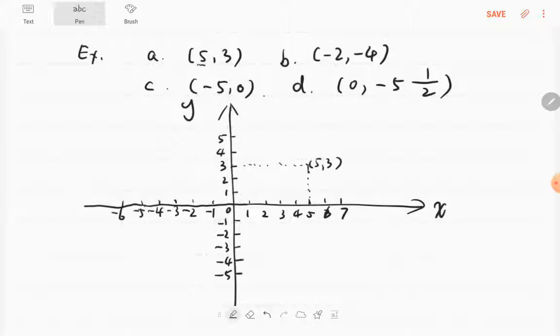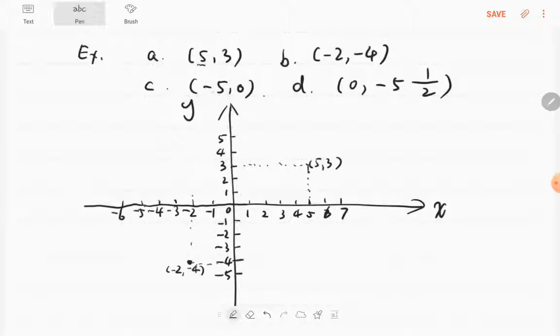Let's check point B. The first value is negative 2, so it will be here, right? Negative 2. And the next value is negative 4, so it will be here. Negative 4. So negative 2, negative 4 will be this point.